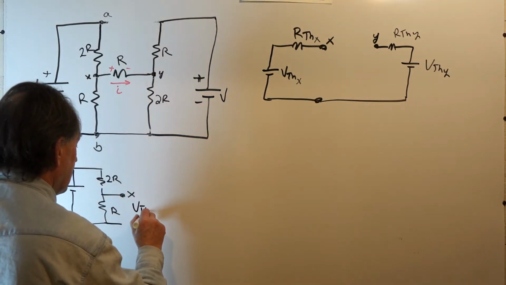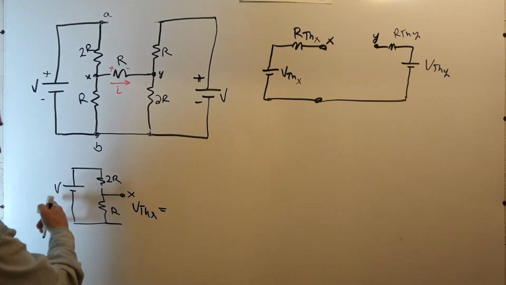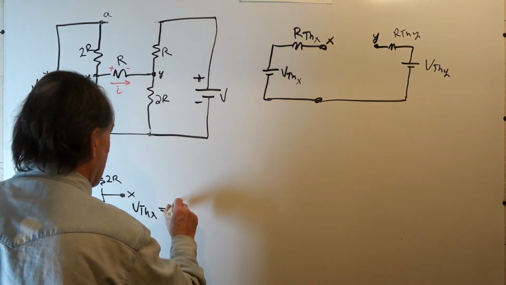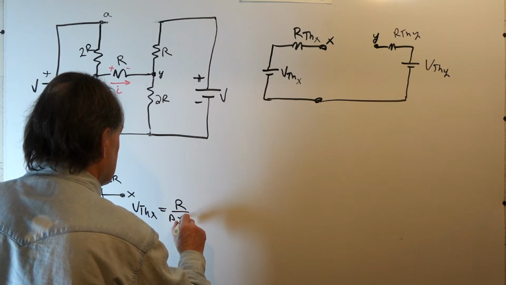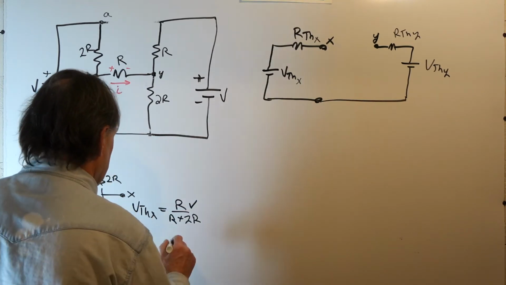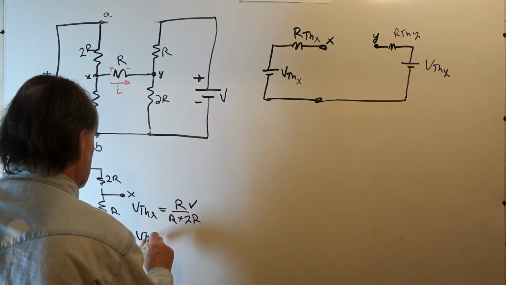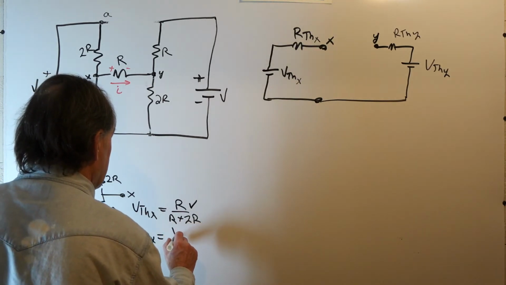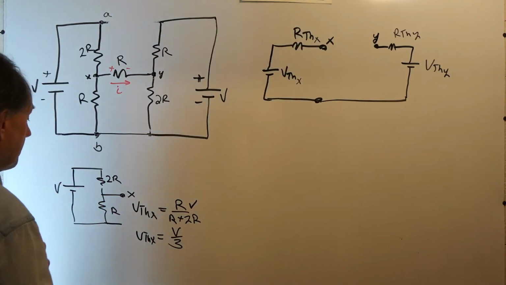VTHX then is the open circuit voltage as we see here, so it will be R over R plus 2R, the voltage divider equation, times V. Or VTHX is just going to be V over 3.